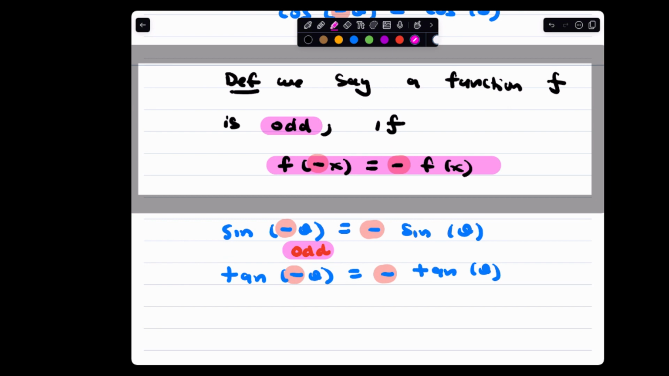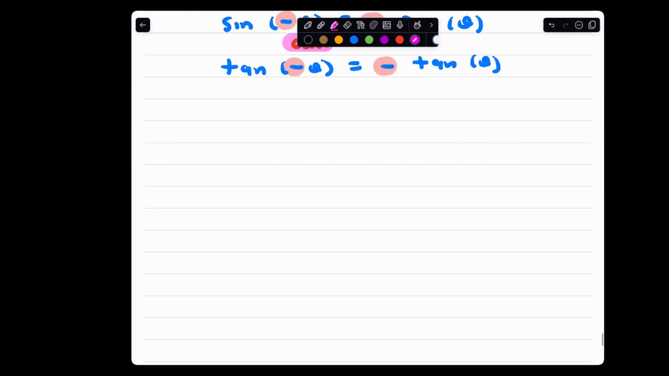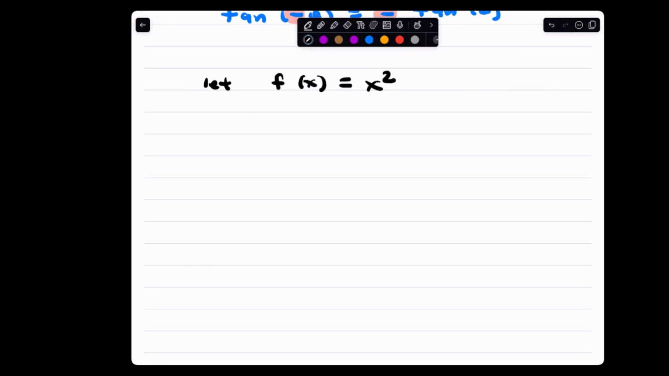So you might say, are there any other kinds of functions that are even and odd? Well, let's take a look. Anybody here taking Math 260 by any chance? Okay. Let your function f be x squared. We'll start with something very simple. Let's double check here. Is this function even or odd?